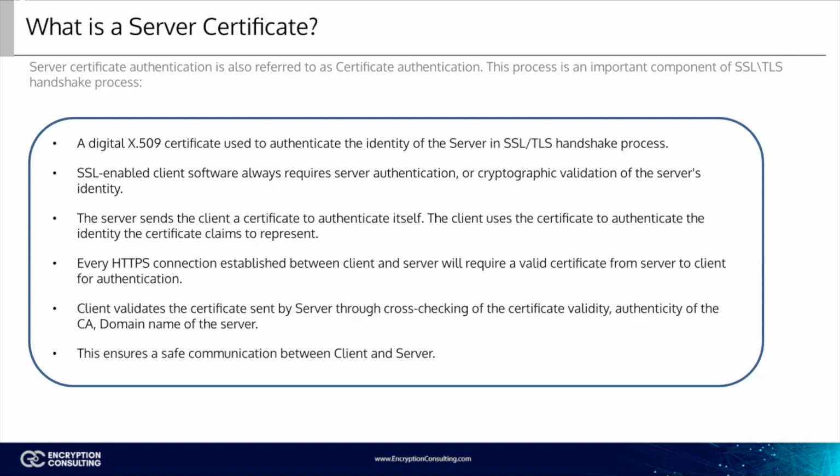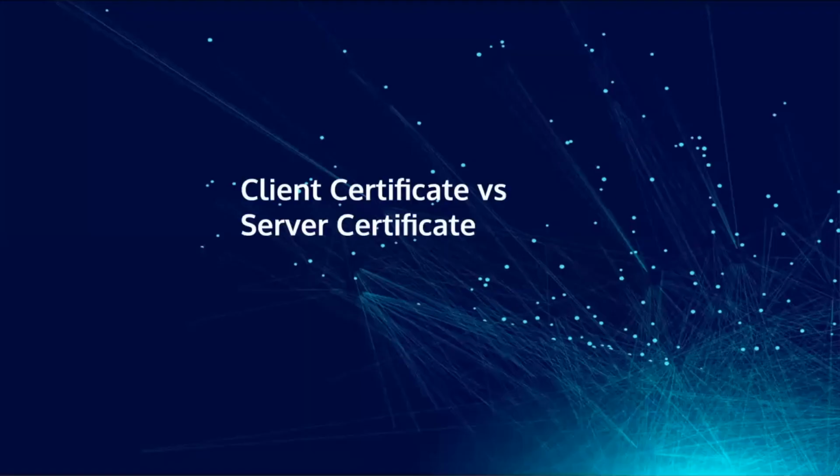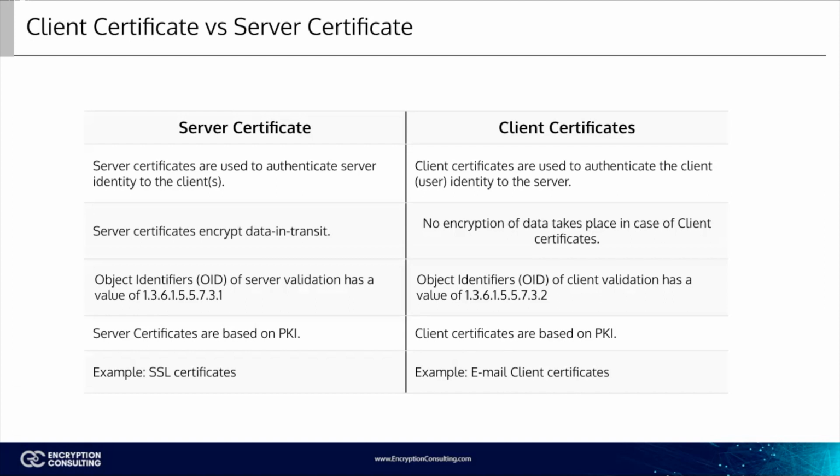Every HTTPS connection established between client and server will require a valid certificate from server to client for authentication. The client validates the certificate sent by the server through cross-checking of the certificate validity, authenticity of the CA, and domain name of the server. This ensures safe communication between the client and the server. A server certificate is acquired by the website or server owner to create trust with the client. The server requests a client certificate to authenticate the client.